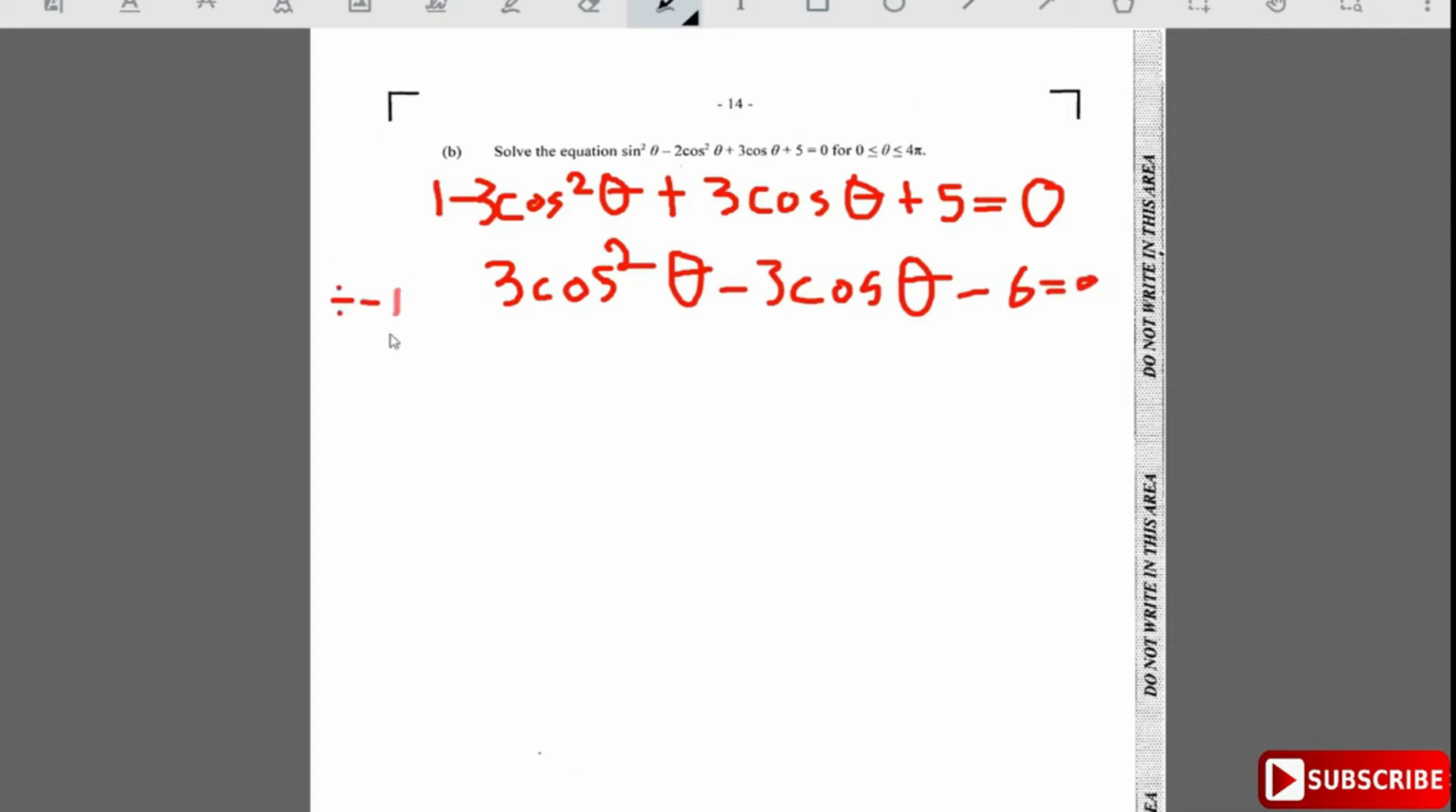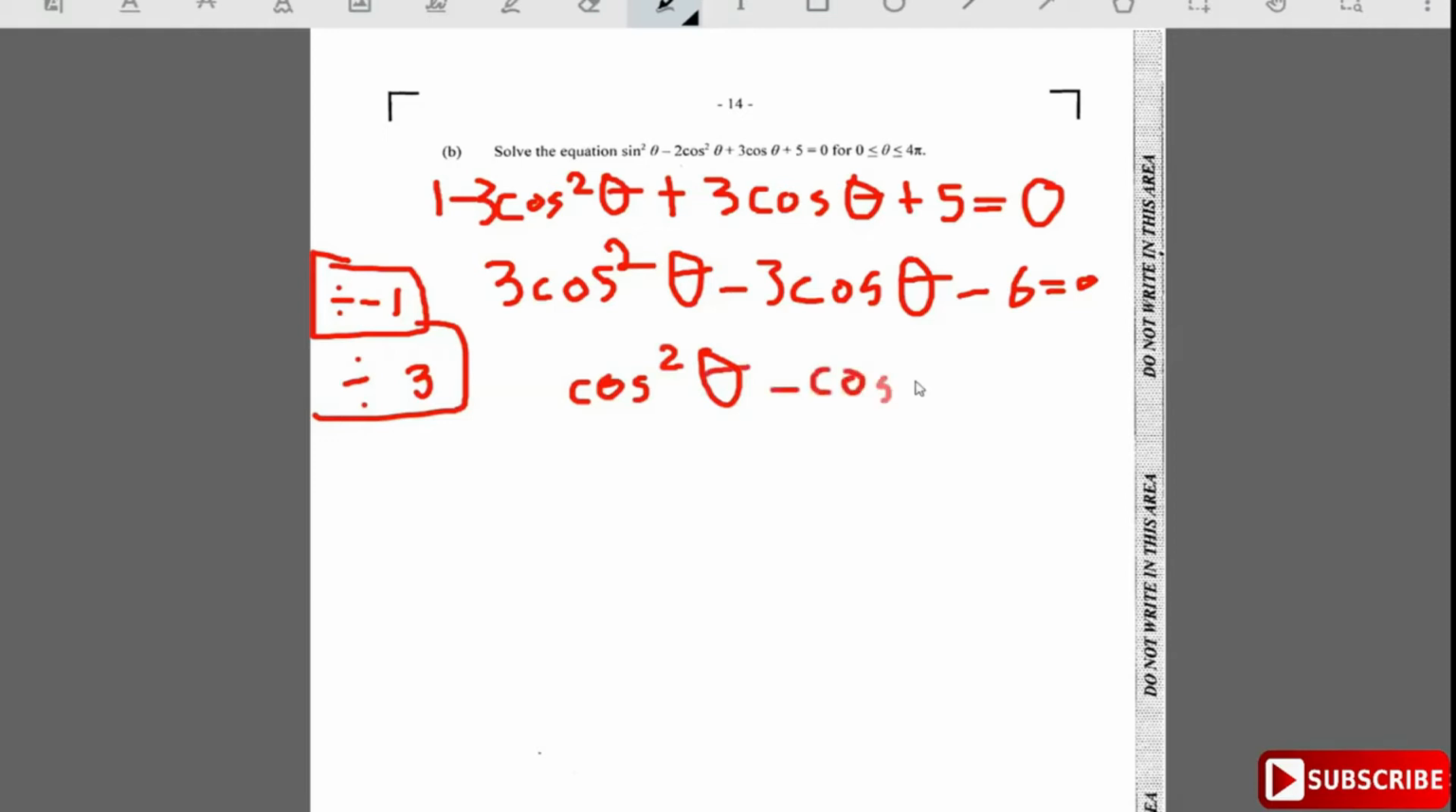Now after I divide through by -1, I'm going to do another division. I'm going to divide through by 3. So now I'm going to divide through by 3 to get cos squared theta. And divide through by 3, I get cos squared theta minus cos theta minus 2 is equal to 0. All right.